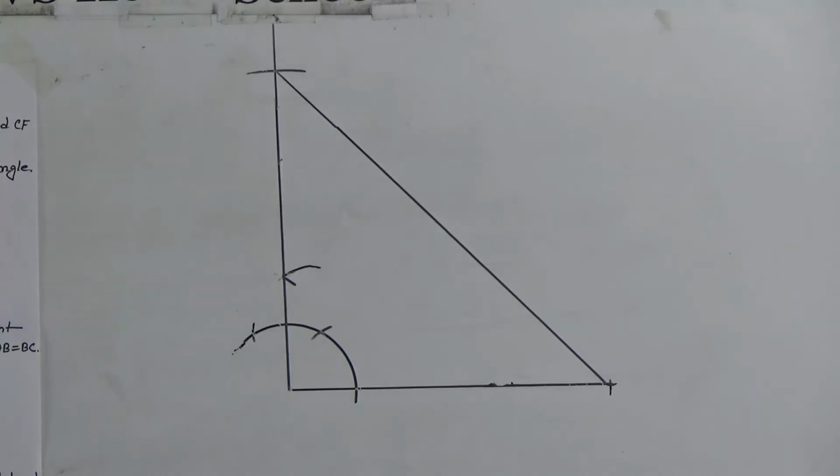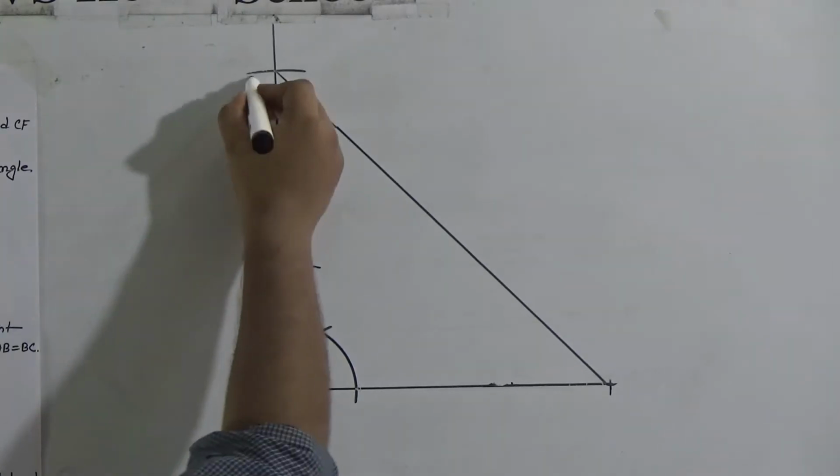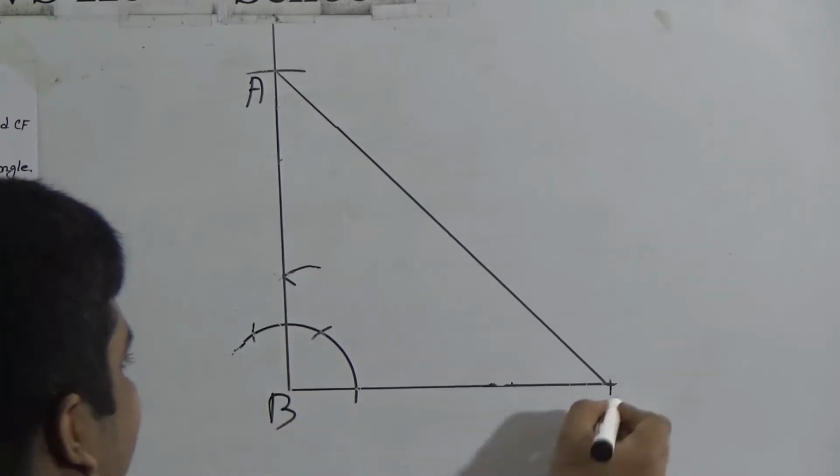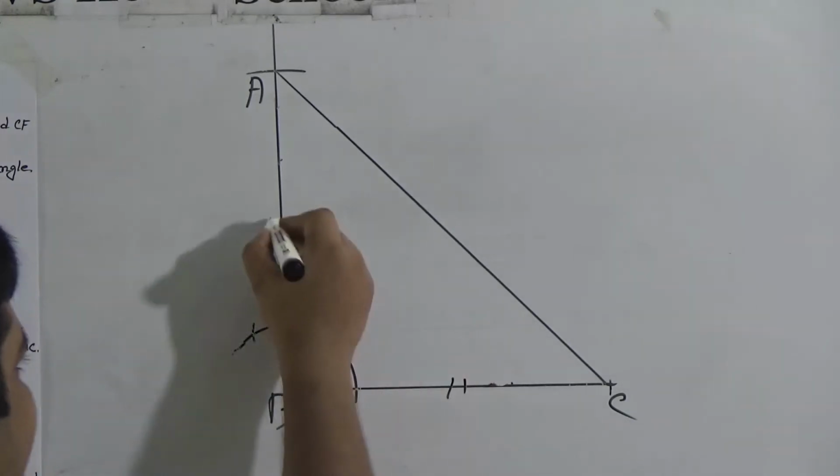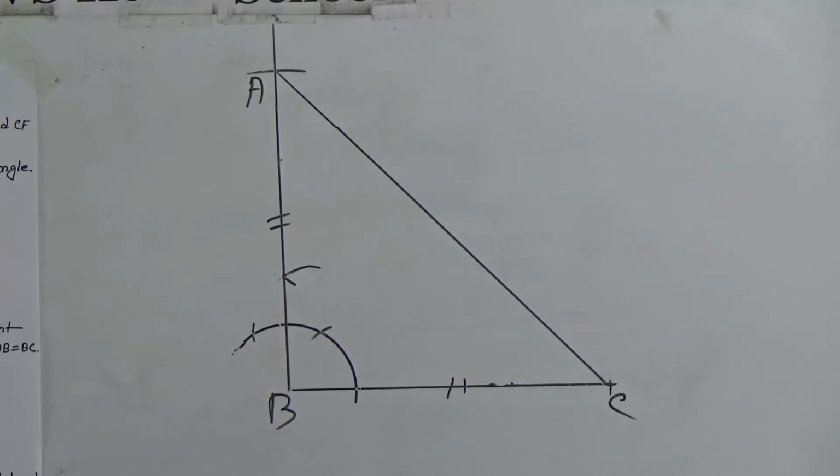Dear students, now notice A, B and C. This is the right angle isosceles triangle and its BC and AB are equal. Now, below the figure I write: in the above figure, ABC is a right angled isosceles triangle where AB equal to BC. That means this side equals this side and angle B is a right angle. I hope you have understood.